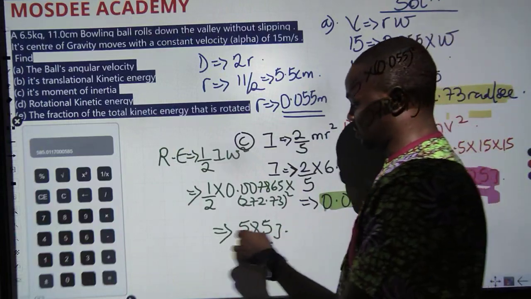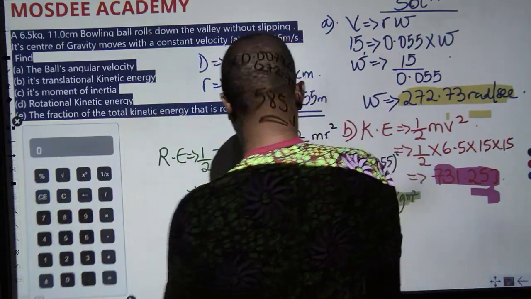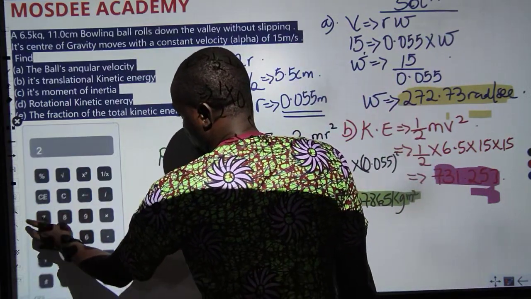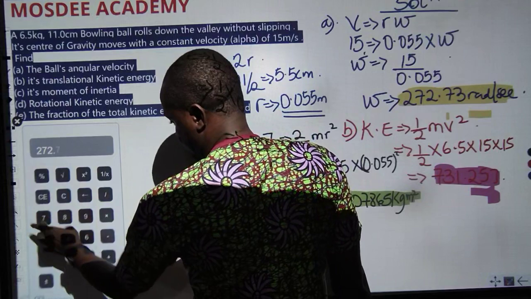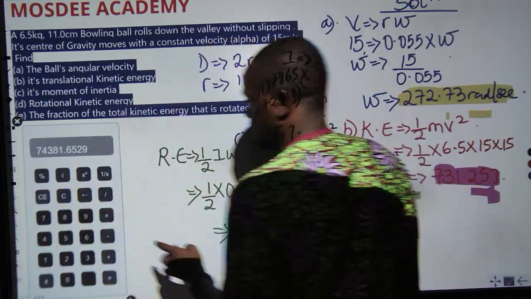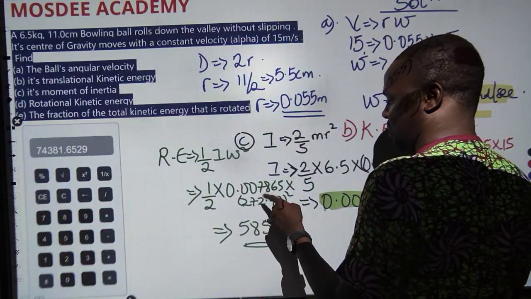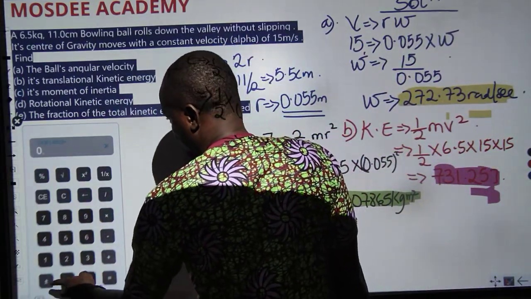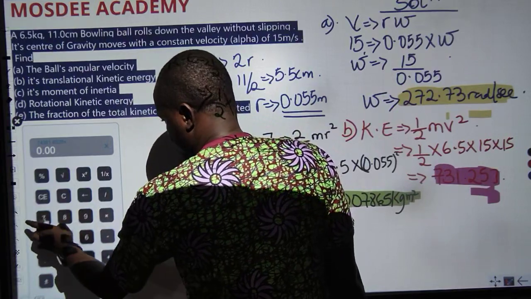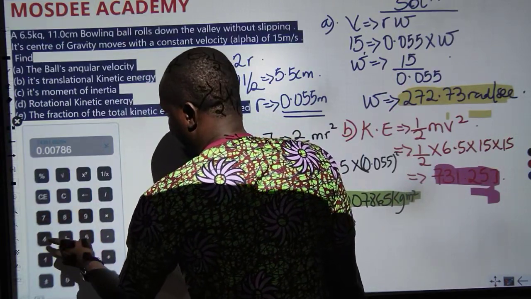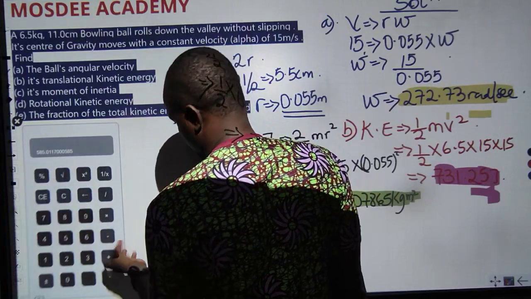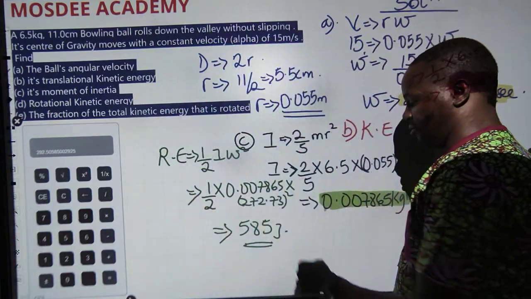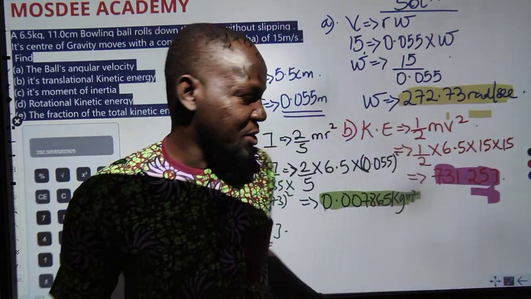Let's do it another way to check the answer here. 272.73 square. I want to confirm that. 272.73 square multiplied by 0.007865, multiplied by 0.00785. I should divide the answer by 2, I know. Divided by 2. Because I know it's half. So the answer should be, apologies guys, should be half of this.